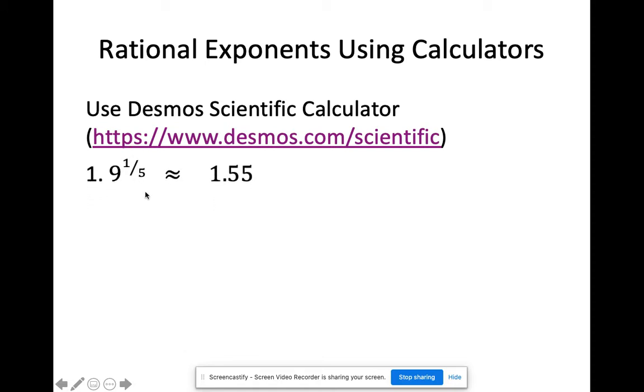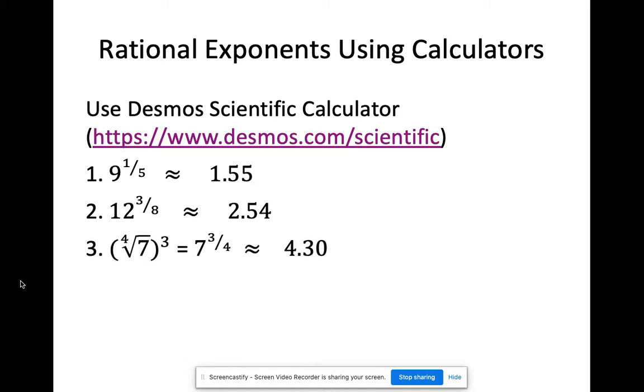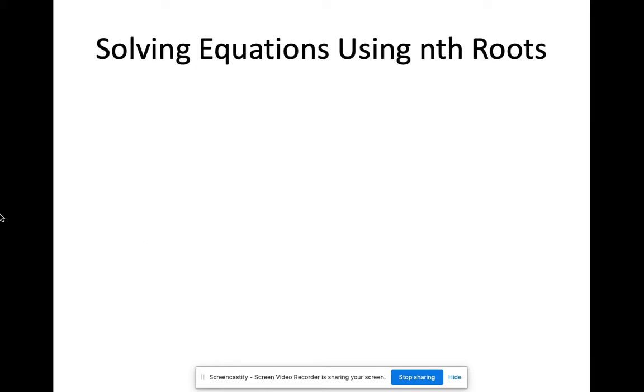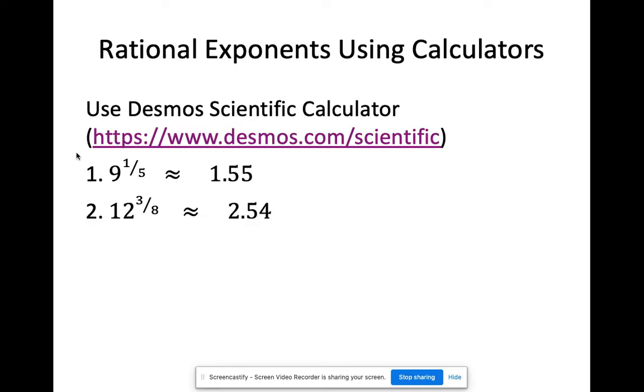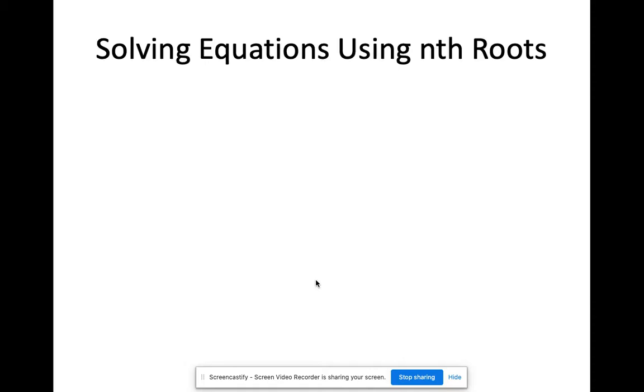So 9 raised to the 1 over 5. When you use a calculator, it's going to be 1.55. You're going to check it with you. So just simply type it in. 12 raised to the 3/8. Express it as 2.54. And this one, you just have to change it to an exponential expression. That gives you that.